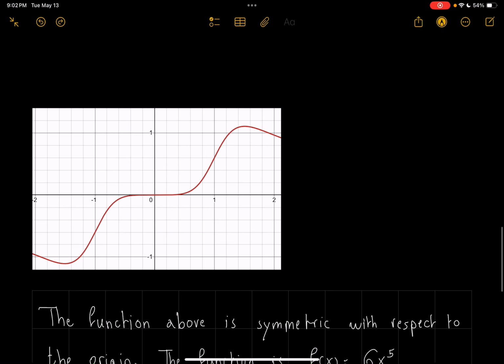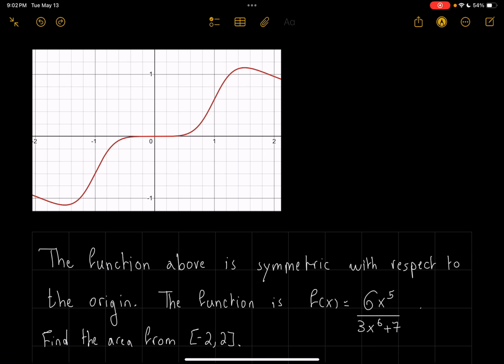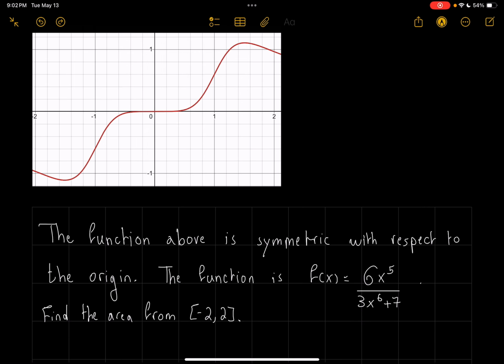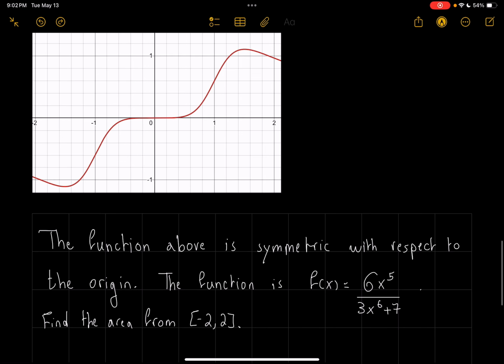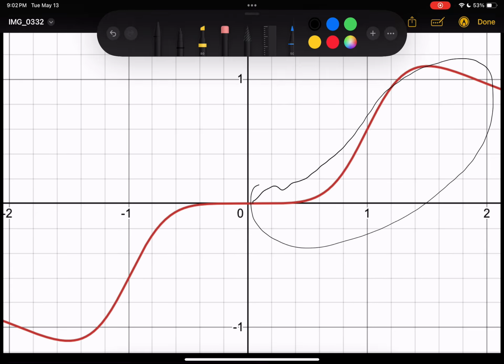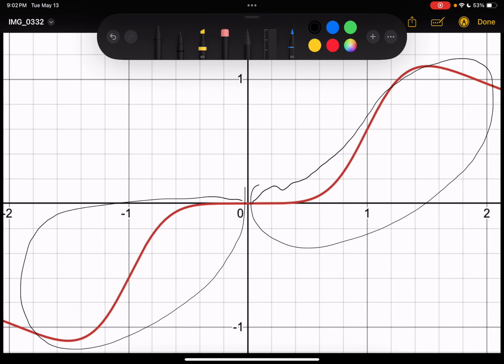Now, going on to the second question, we have this wonderful function in front of us. So it says the function above is symmetric with respect to the origin. So that means everything from over here is the same as everything over here.